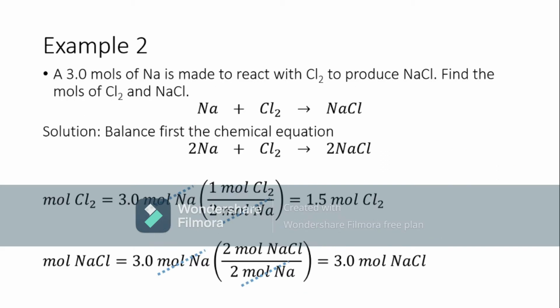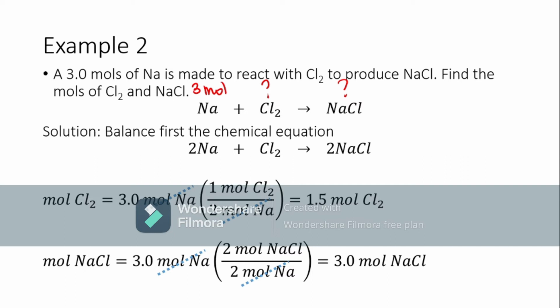So, let's have this one. Let's say we have 3 moles of sodium is made to react with Cl2 to produce NaCl. So, we need to find the moles of Cl2 and NaCl. So, ito yung 3 moles. Unknown to, kailangan natin mahanap yung moles ng Cl2 and moles ng NaCl. So, paano natin siya gagawin?